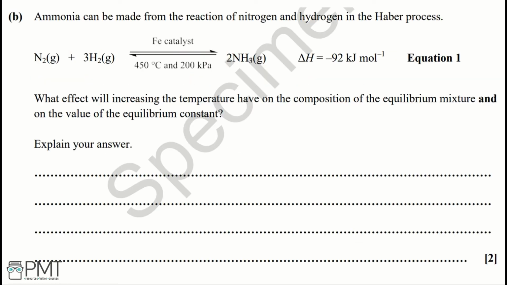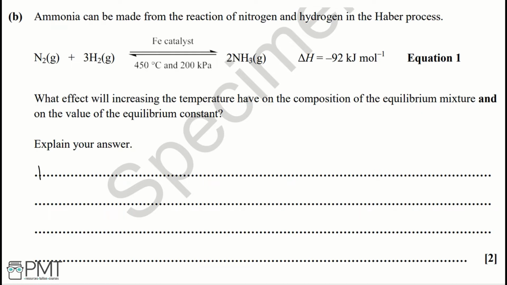Part B. Ammonia can be made from the reaction of nitrogen and hydrogen in the Haber process. N2 plus 3H2 with an equilibrium arrow, an Fe catalyst at 450 degrees Celsius and 200 kilopascals creates 2NH3, and the enthalpy is minus 92 kilojoules per mole. What effect will increasing the temperature have on the composition of the equilibrium mixture and on the value of the equilibrium constant? Explain your answer.